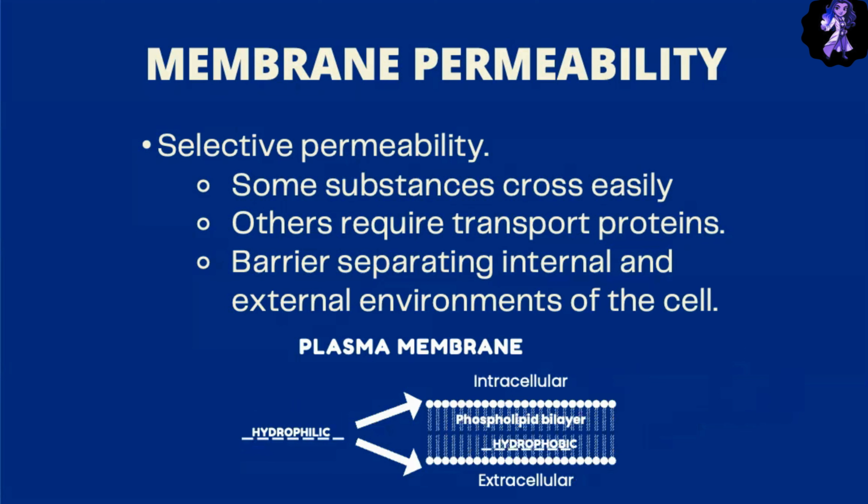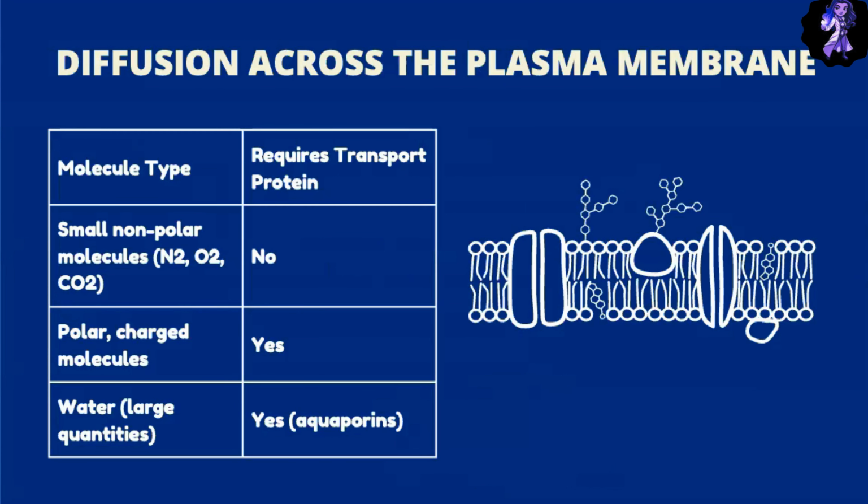But for now, you just need to know that selective permeability means that some substances can cross and that we sometimes have these proteins that help assist in transport of these items. And the purpose of the plasma membrane is to protect everything on the inside from everything on the outside of the cell. So when we talk about movement across the membrane, we use the term diffusion.